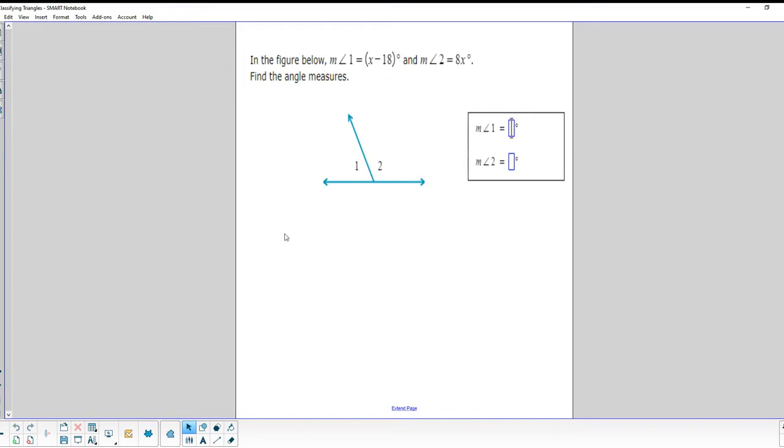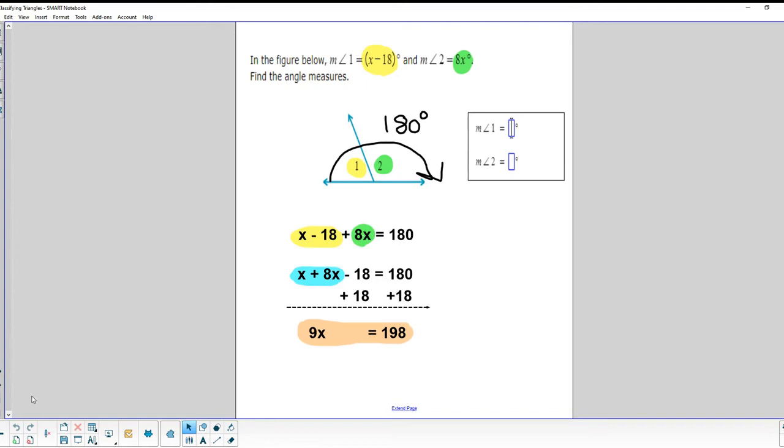So in order to find what these equal, we set up an equation that looks like this. We take each part of these angles, what it says they are, add them together, and the total has to equal 180 degrees. So when I do that, I end up solving for x step by step, just like we have all year long since we started equations. And I end up with an x value of 22.